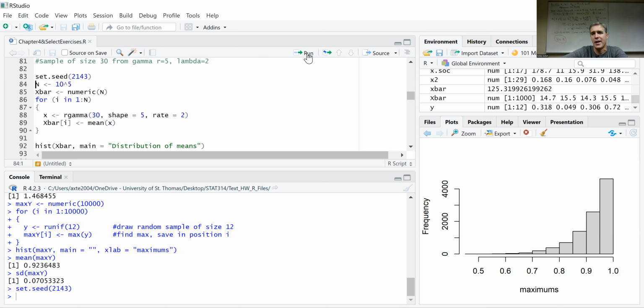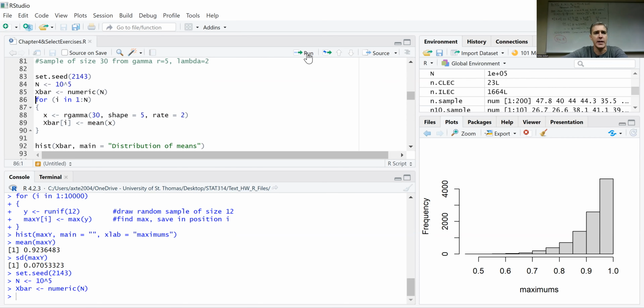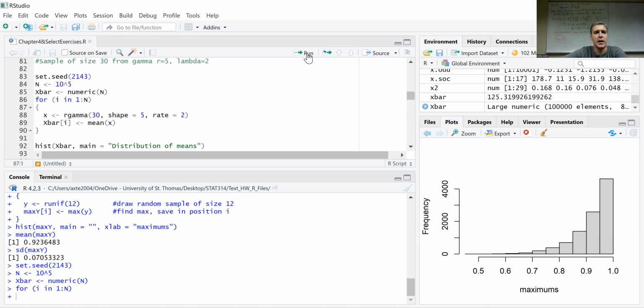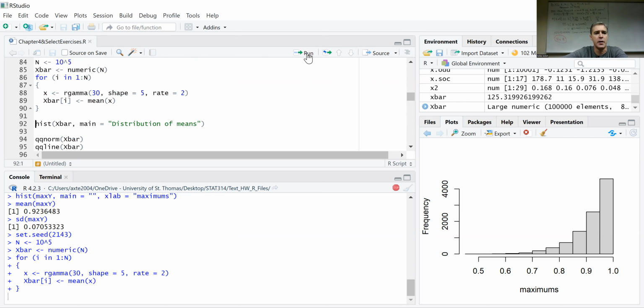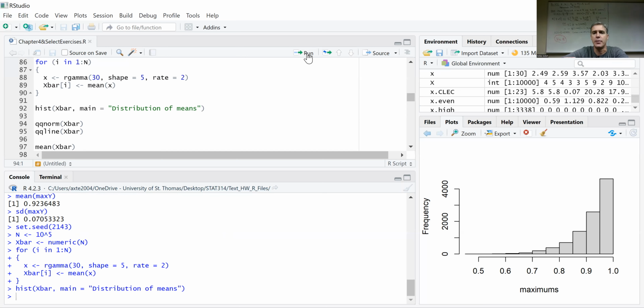So let me actually run through this. I set the seed, not important. You just throw in a random number and it randomizes where it starts to randomly sample from the gamma distribution. There's my capital N defined, there's my x bar defined, there's my loop. And still running. Again, it's just taking a bit longer. Oh, there it is. And then here's my histogram about to appear on the bottom right.